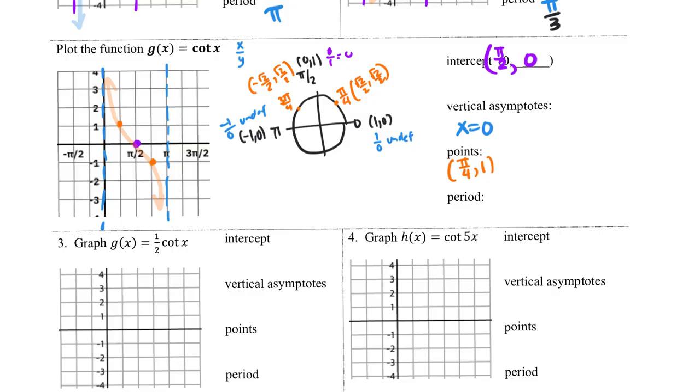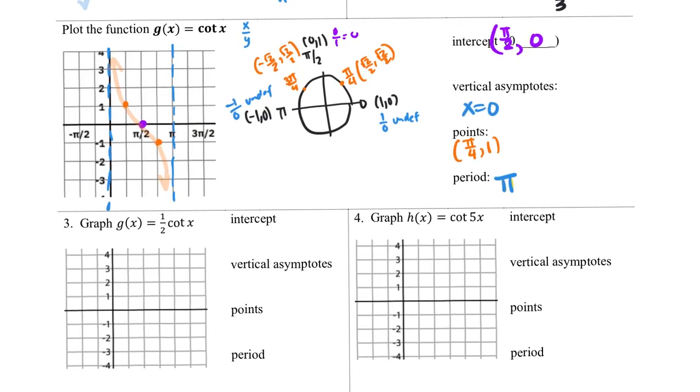The period is still pi. It's easier to actually tell the period here because it starts at 0 and it goes till pi. It would repeat forever because it is a periodic function. Let's do 2 more cotangents.